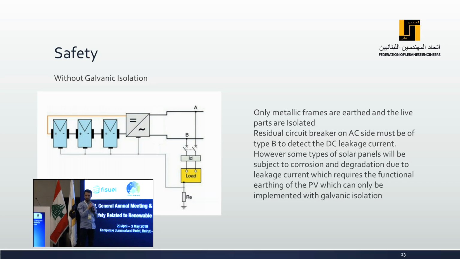Now for the without galvanic isolation, only metallic frames are earthed, so we also have a residual current breaker on the AC side of the PV plant, and this breaker should be of type B as the standard recommends. However, some types of solar panels will have corrosion and degradation, which implies that the use of galvanic isolation is better.